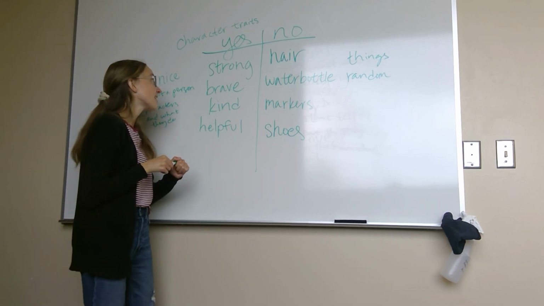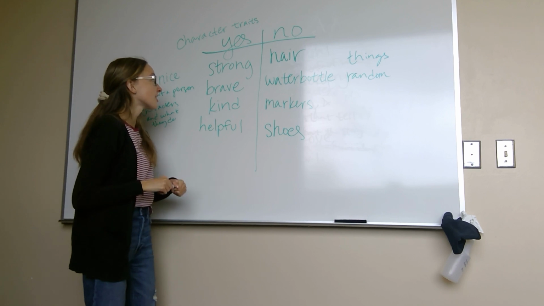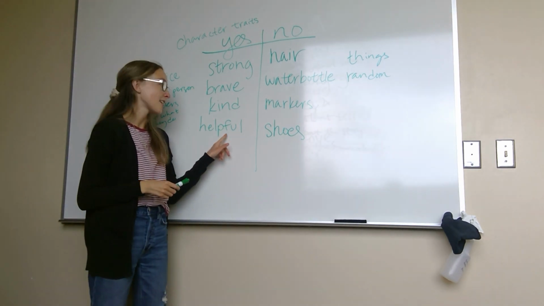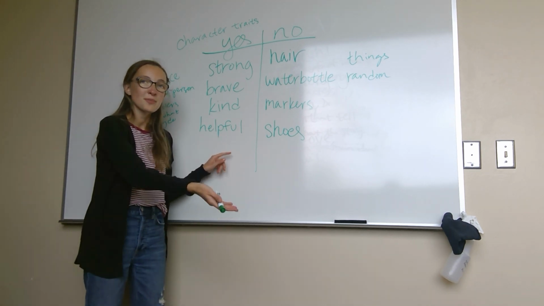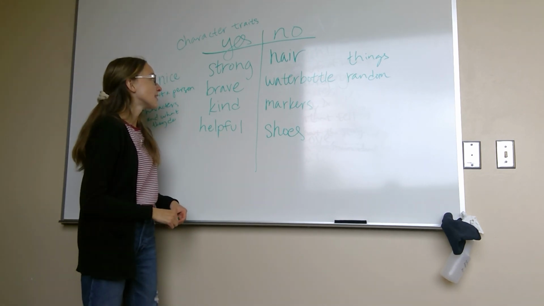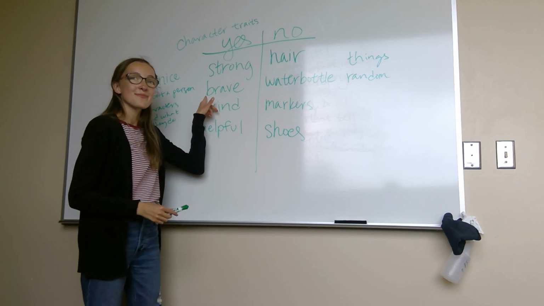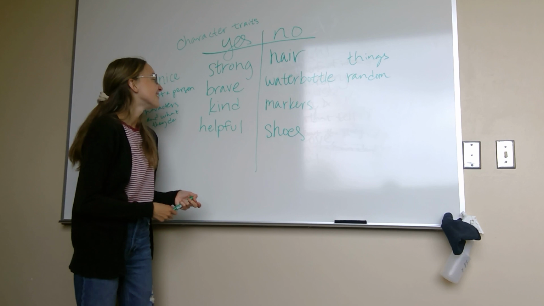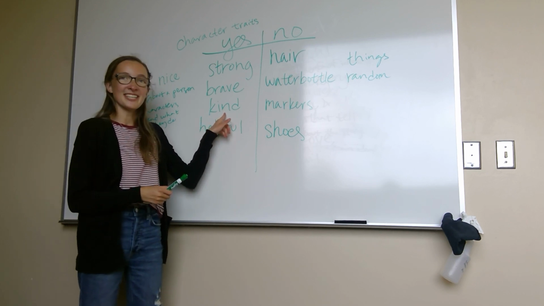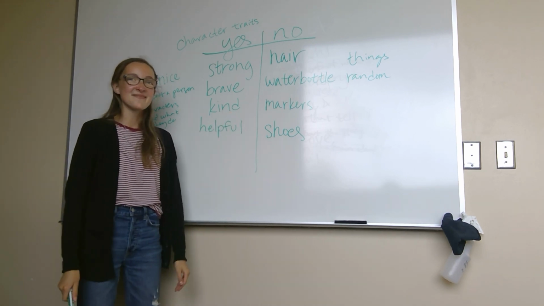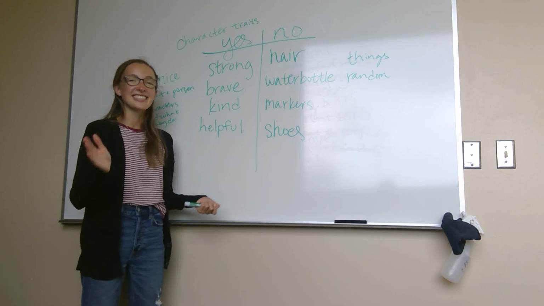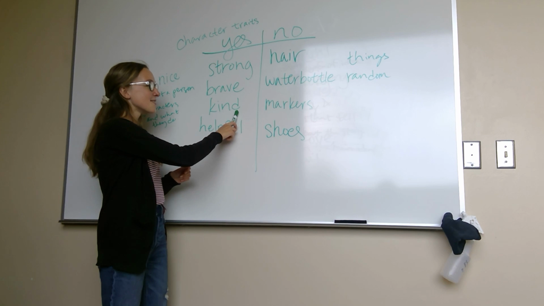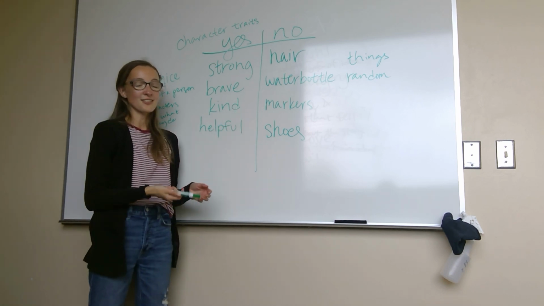Yeah. So if a character is helpful, they might have a lot more actions that are helping other people through the story. Or if they're brave, they might be the one that's standing up for everyone else. Or if they're kind, they might be like the cheerleader on the team, the person that's encouraging everyone else. So these are the things that influence a character's actions through the story.